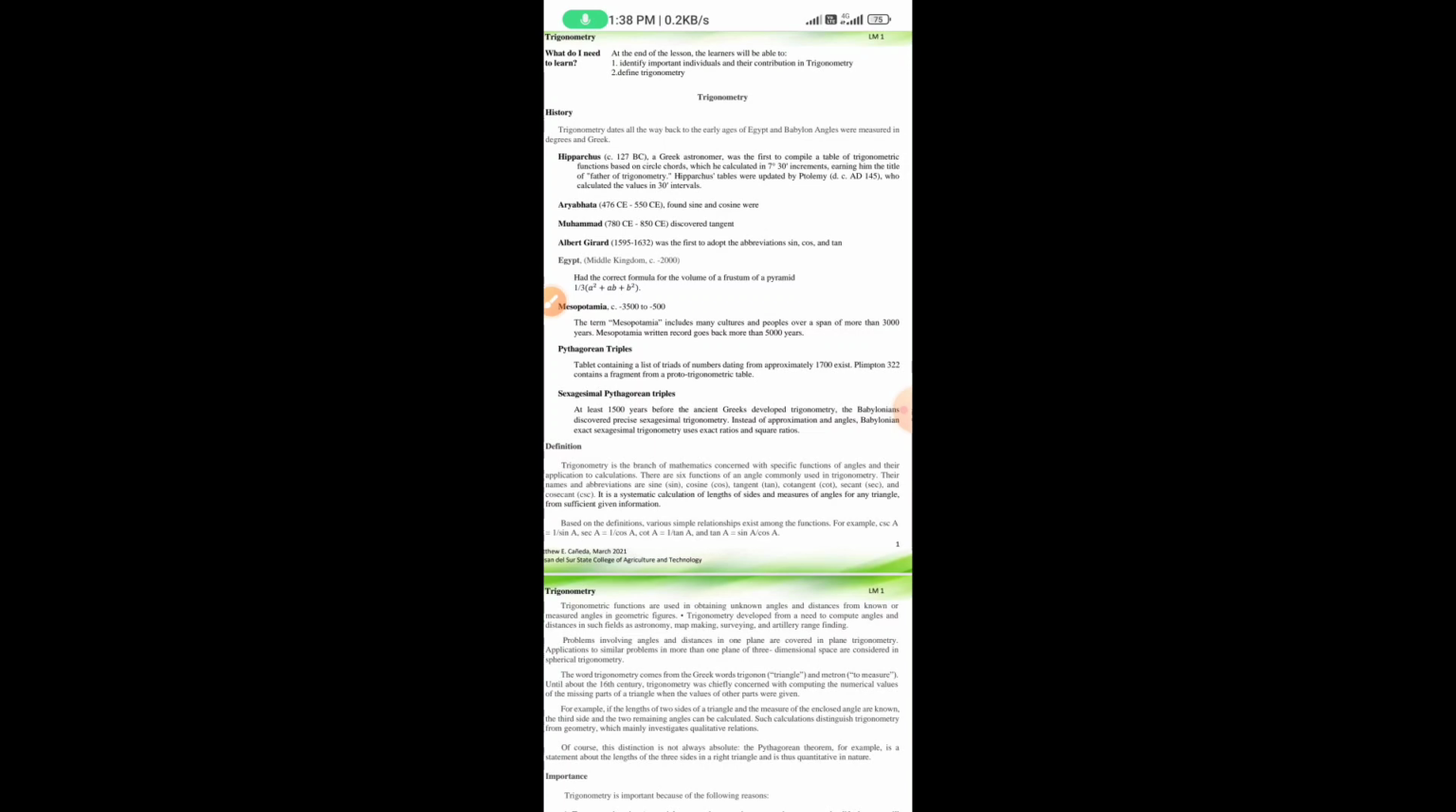Definitions. Trigonometry is the branch of mathematics concerned with specific functions of angles and their applications to calculations. There are 6 functions of an angle commonly used in trigonometry. Their names and abbreviations are sine, cosine, tangent, cotangent, secant, and cosecant. It is a systematic calculation of lengths of sides and measures of angles for any triangle from sufficient given information. Based on the definition, various simple relationships exist among the functions.